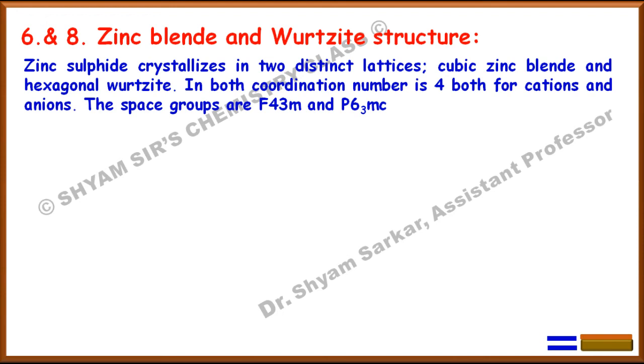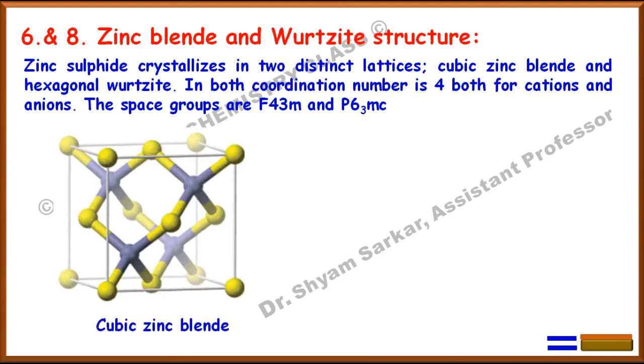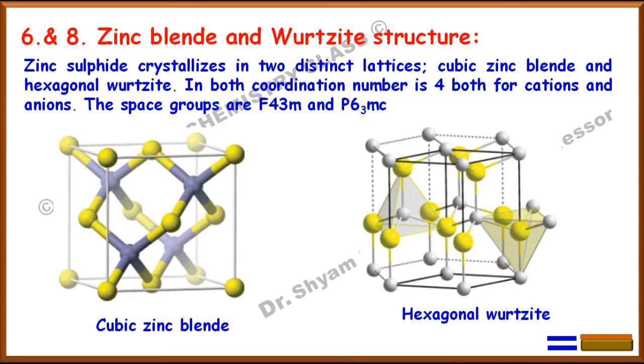In both compounds, both these types of crystal structure, the coordination number is 4 for both the cations and anions, and the space groups are different. Okay, so F43m is for cubic and P63mc is for hexagonal. So two different space groups exist for two different crystal structures. If you see, the crystal structure looks like this.